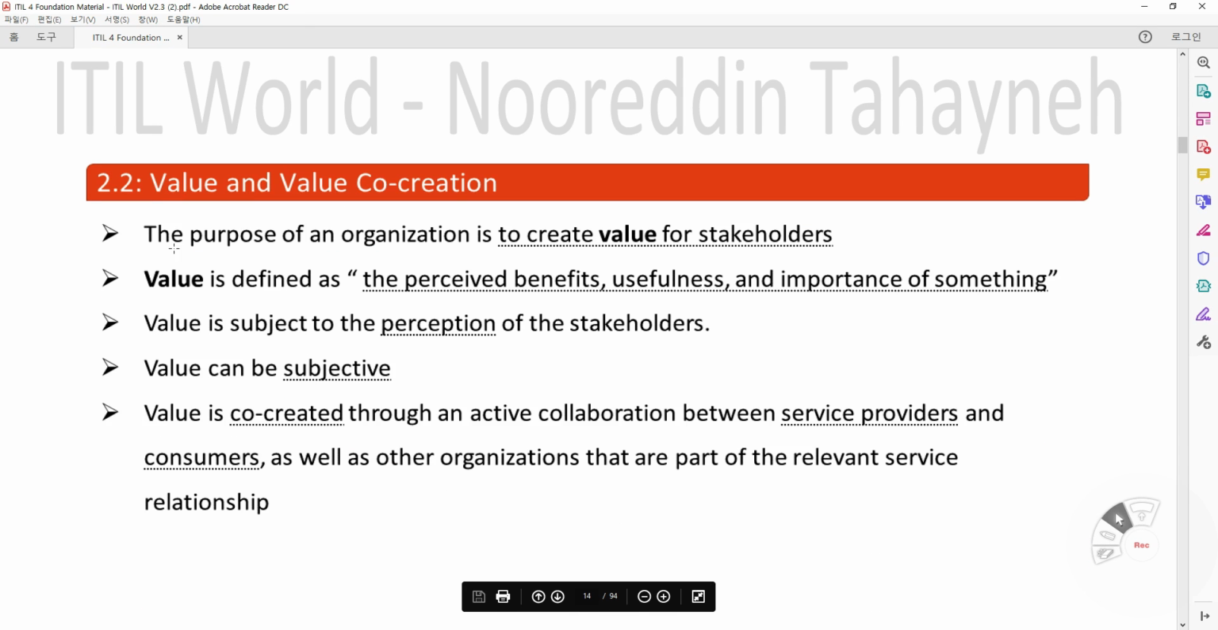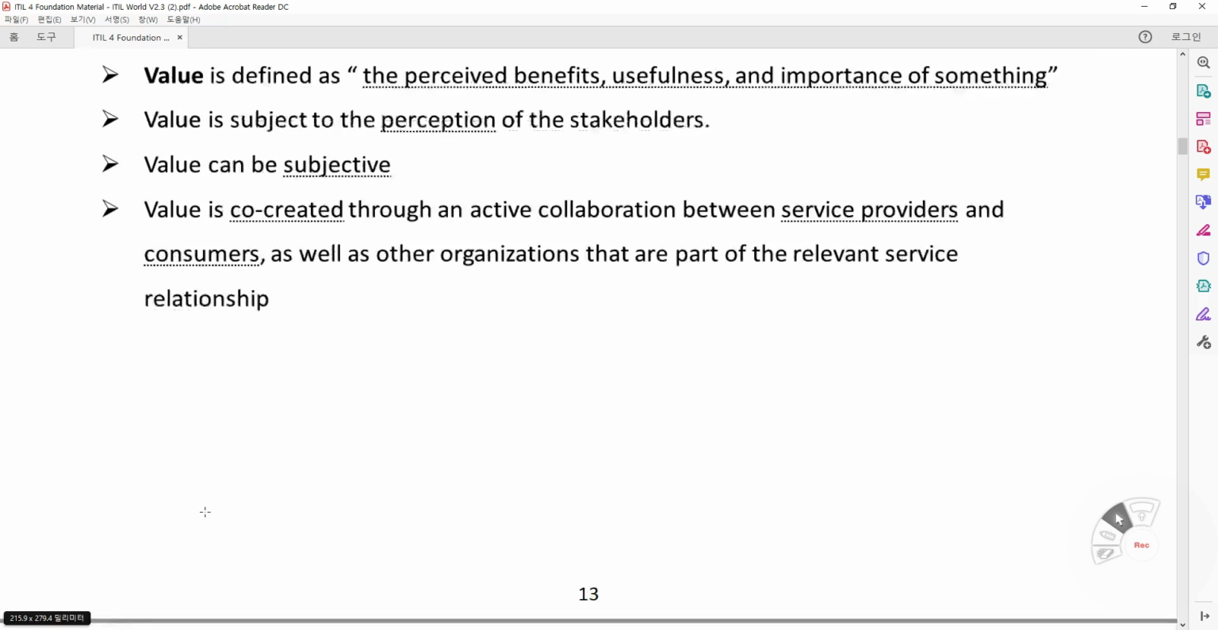Value and value co-creation. The purpose of an organization is to create value for stakeholders. Value is defined as the perceived benefits, usefulness, and importance of something. Value is subject to the perception of the stakeholders. Value can be subjective. Value is co-created through an active collaboration between service provider and consumers, as well as other organizations that are part of the relevant services relationship.